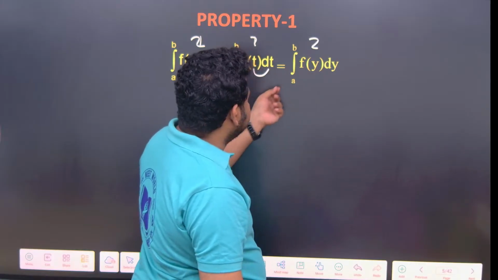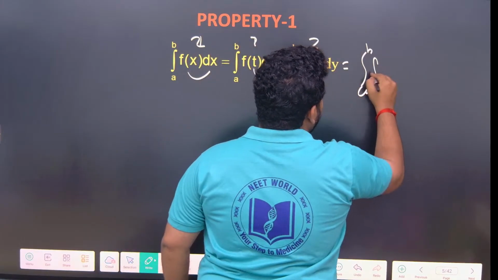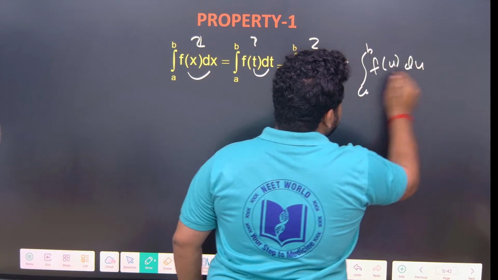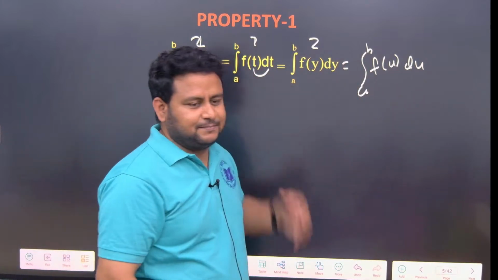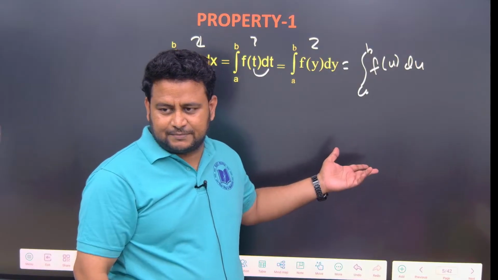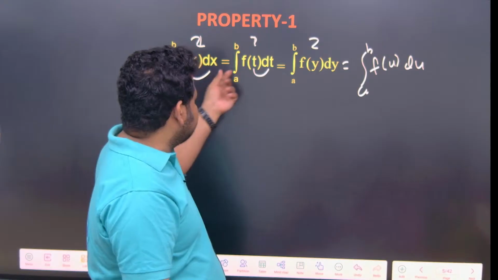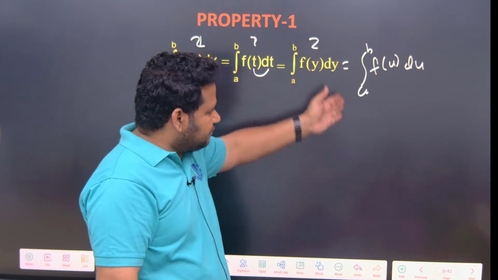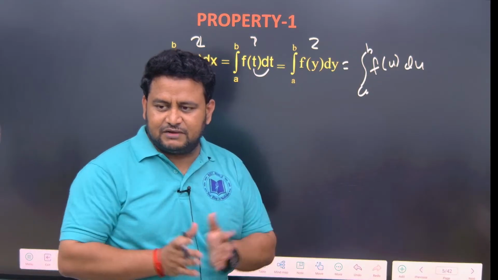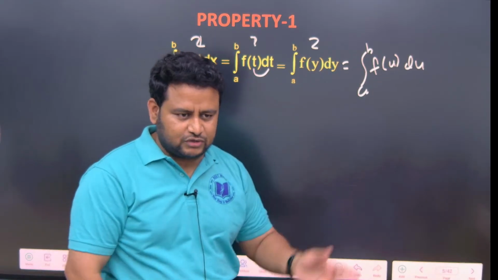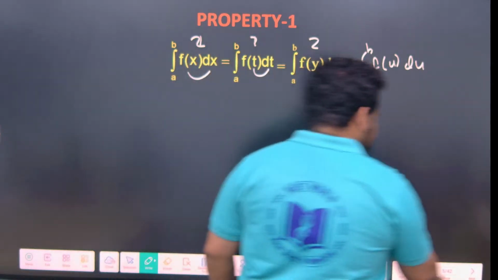Whether f of t dt, or the integral A to B of f of y dy, or A to B of f of u du, all the values will be the same, because the interval is the same and the functions are represented by the same thing. f of x, f of t, f of y, f of u over the interval A to B represent the same curve in the same interval, so they give the same answer. If it is 2, everywhere it is 2 only. This is one thing you must know. This is property 1, fairly straightforward.